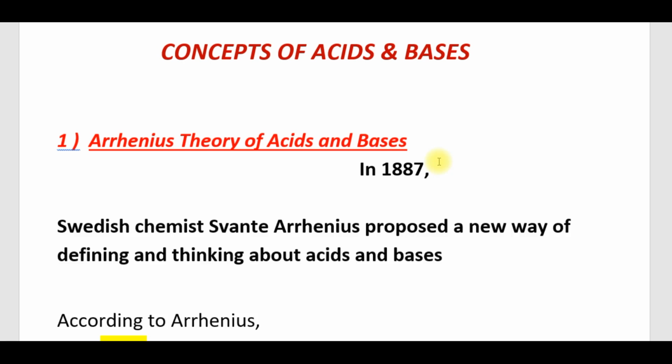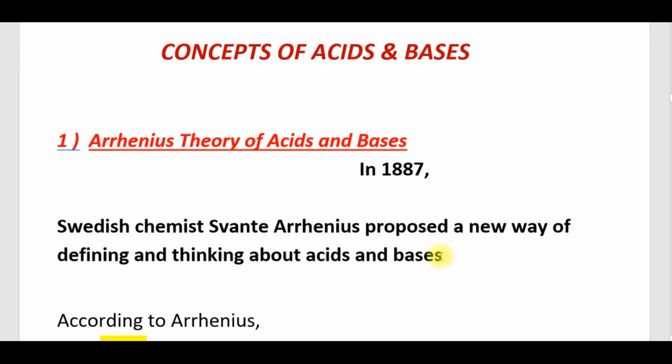That means the Arrhenius theory of acids and bases, and after that the Bronsted-Lowry concept, then the Lux-Flood definition, then the solvent system definition, then the Lewis concept, the Usanovich concept, and so on. First I am going to discuss the Arrhenius theory of acids and bases, which is very familiar to you. It was proposed in 1887 by the Swedish chemist Svante Arrhenius, who proposed a new way of defining and thinking about acids and bases.